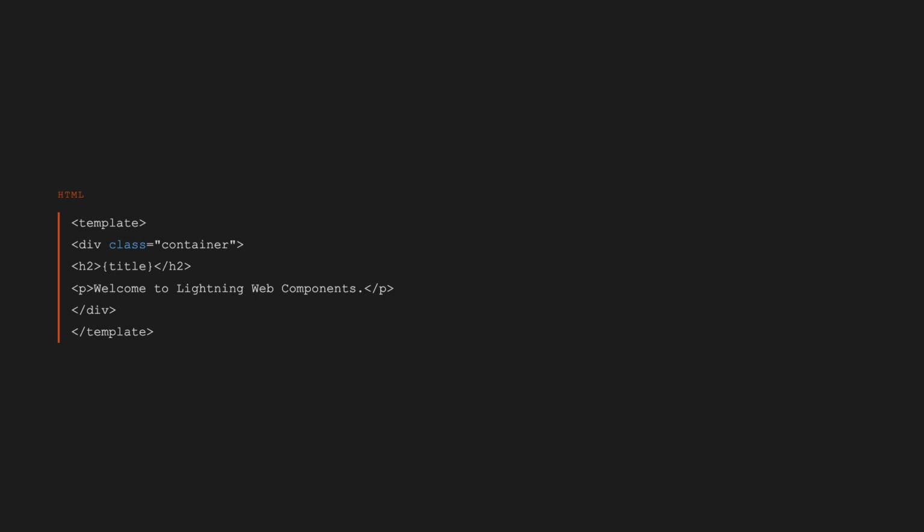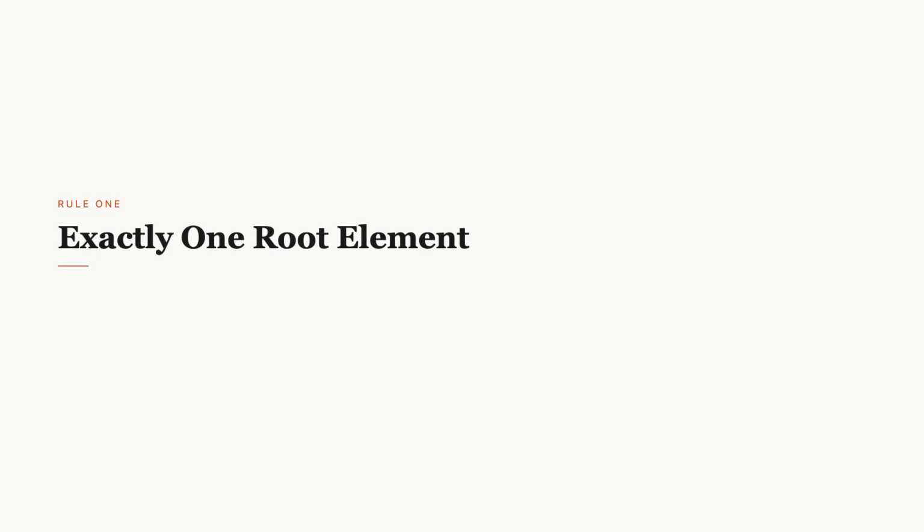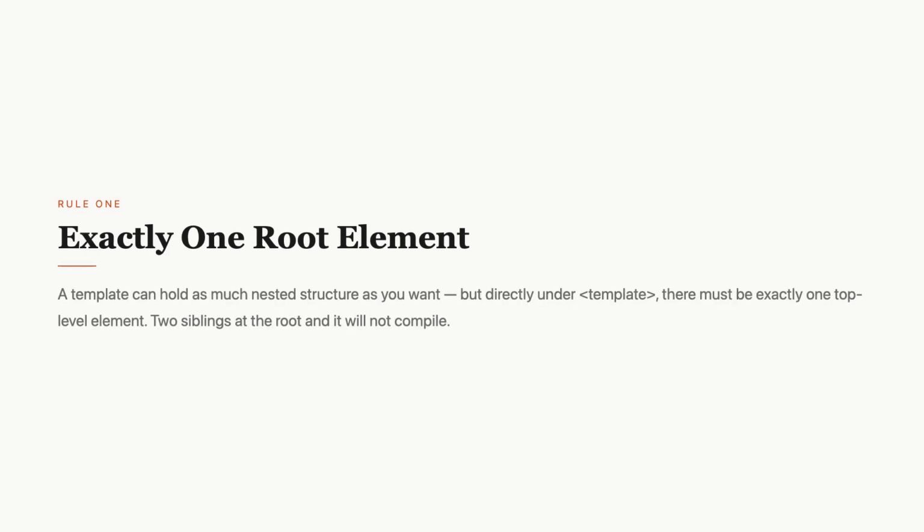Invalid on the left, two root-level siblings, a heading and a paragraph, directly under template. Valid on the right, the exact same content, wrapped in one containing div. One root element per template. The compiler needs a single, unambiguous root node to attach the component's shadow DOM boundary to. It isn't being arbitrary, it genuinely can't resolve two roots.